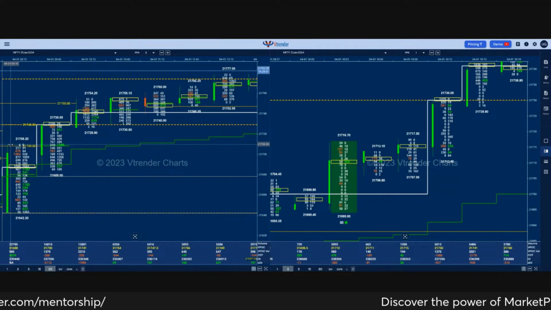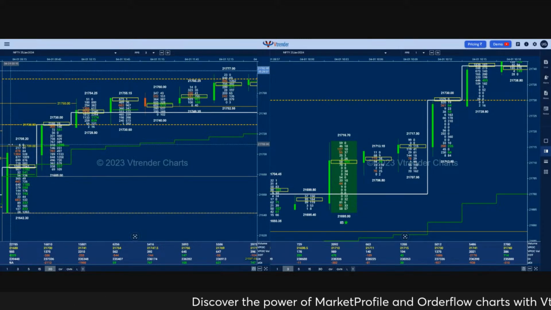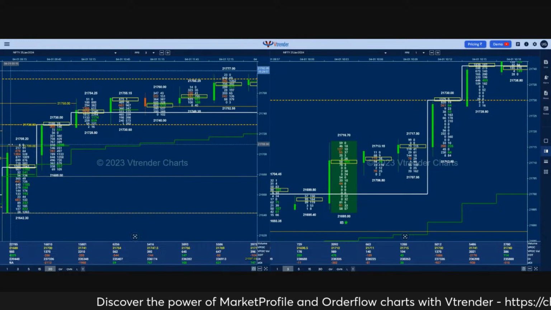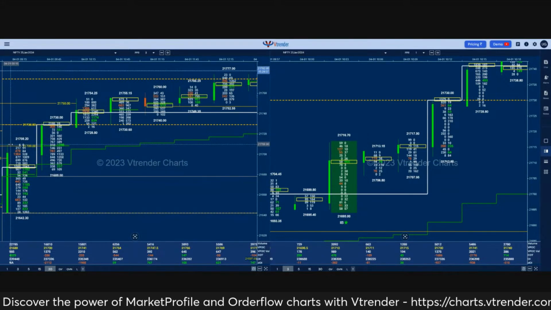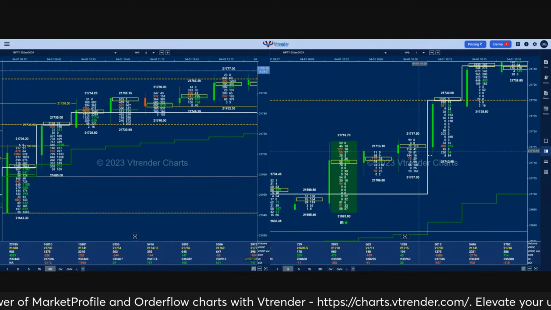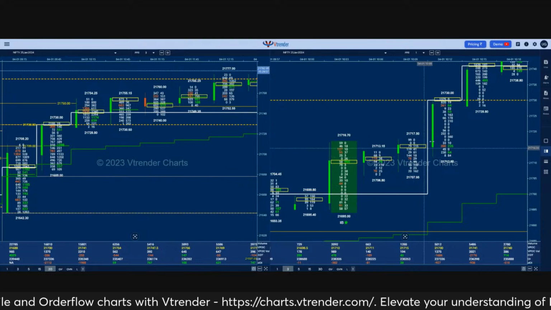So if we see a profile chart, we can see we have an extension handle which has been left by the buyers at that level, 21708. So 21708 becomes our stop loss for longs.